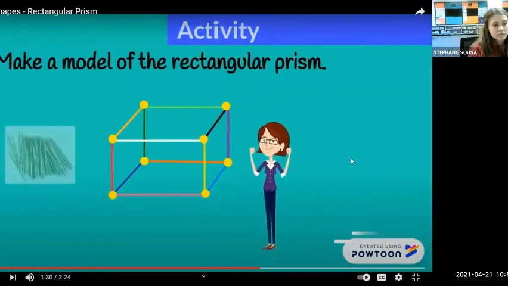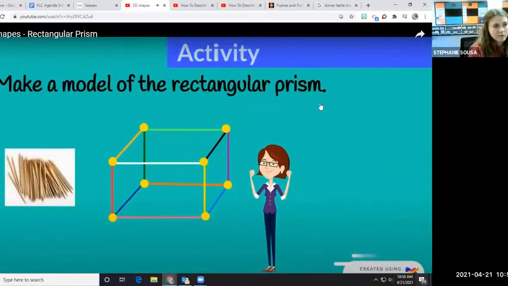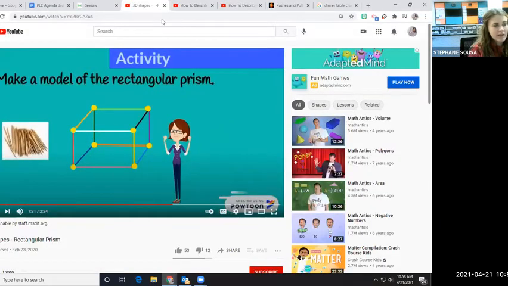Go and get the toothpicks and Play-Doh. Alrighty, that's an activity we'll do at another time. Right now, we're going to continue taking our notes.